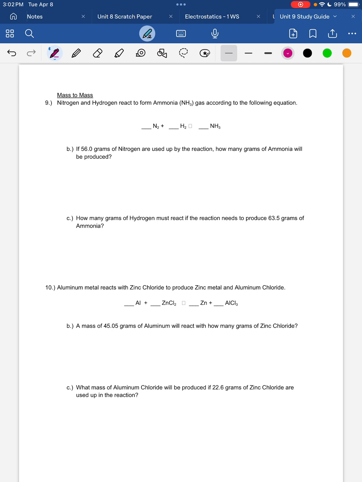So question number 9, we first have to balance out this problem. Again, this box should be an arrow. We have 2 nitrogens on the left, 1 nitrogen on the right. So I'm going to go ahead and multiply that by 2. That is going to affect our hydrogens, however. So we have a total of 6 hydrogens. So I'm going to multiply the hydrogen on the left-hand side by 3 to get a total of 6. And now this is balanced.